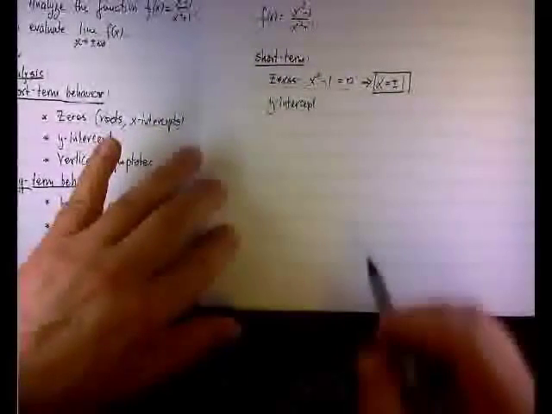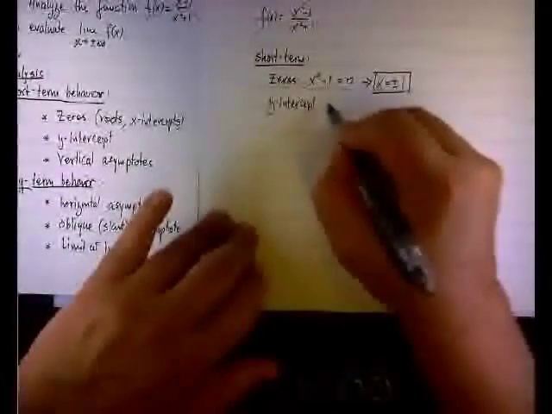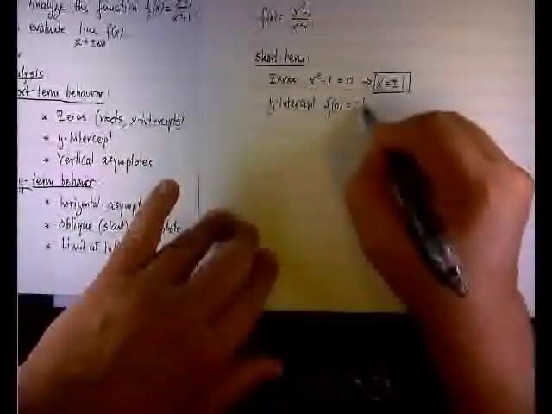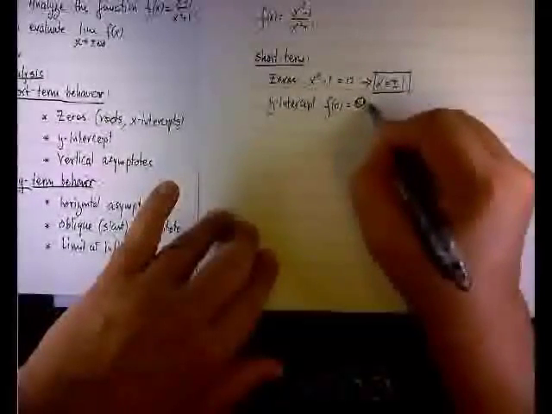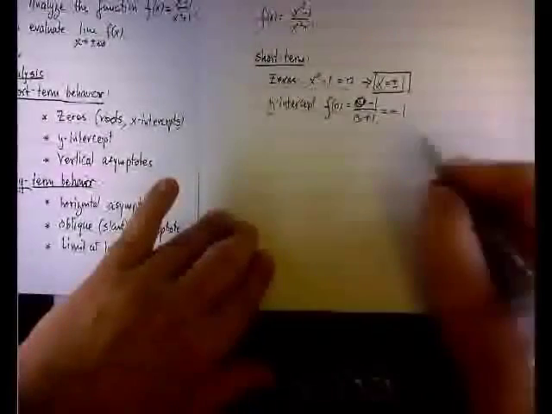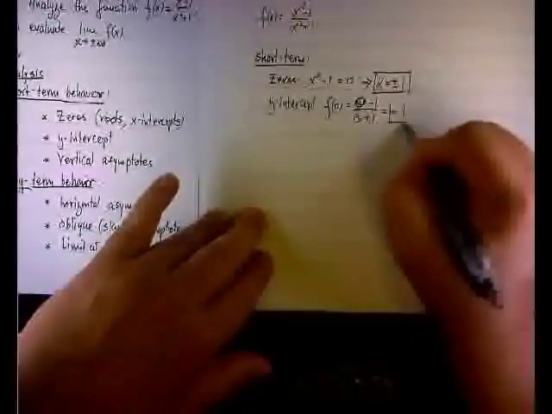What about the y-intercept? We want x to equal 0 and find f of 0. Let's do it this way: 0 minus 1 over 0 plus 1. So we're looking at negative 1. So the y-intercept will be at 0 and negative 1.